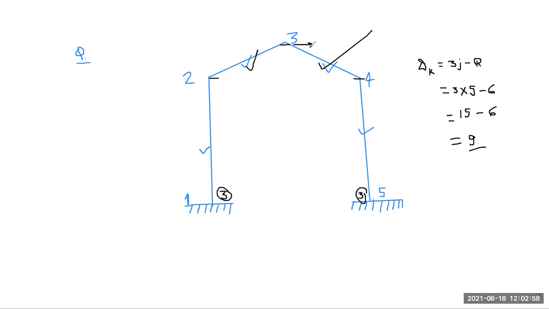So basically here DK comes out to be, when your members are inextensible, 9 minus 4. So what is the right answer? 9 minus 4, what do you get? 5. 5, sir. Okay. Yes, sir, this is 5. So I think up to this point I discussed all the things, that means your static indeterminacy and kinetic indeterminacy.